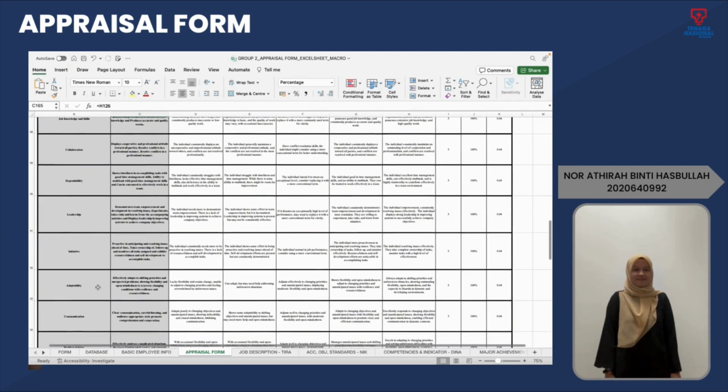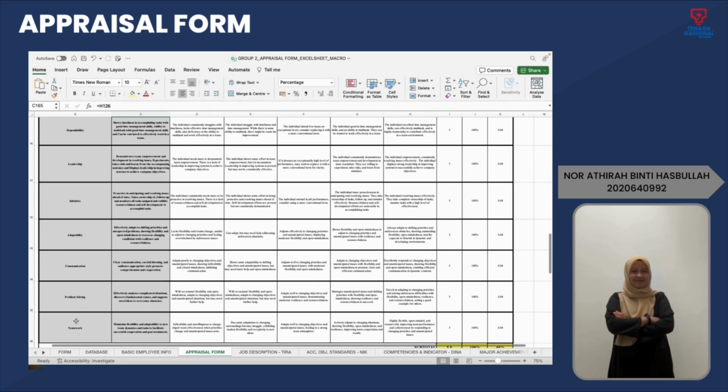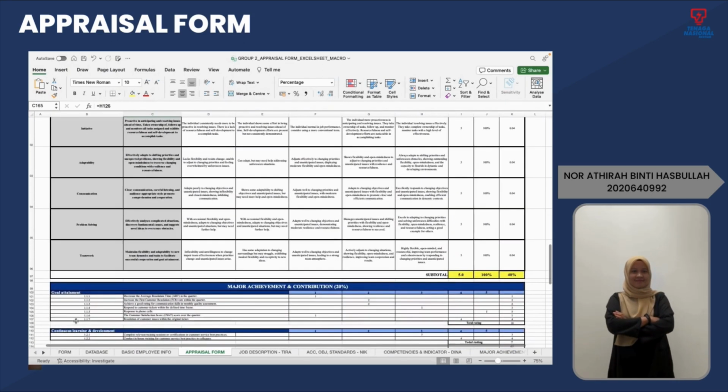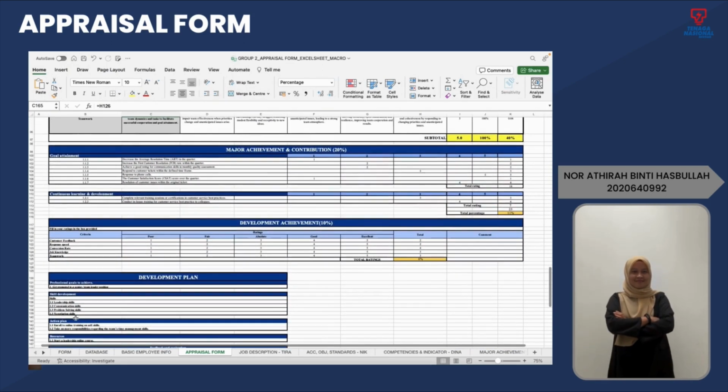And there are several things to be considered by the reviewer in this section. Then there's the achievement section, including major achievement and development achievement. Both sections are different, with major achievement contributing 20% and development achievement 10%.